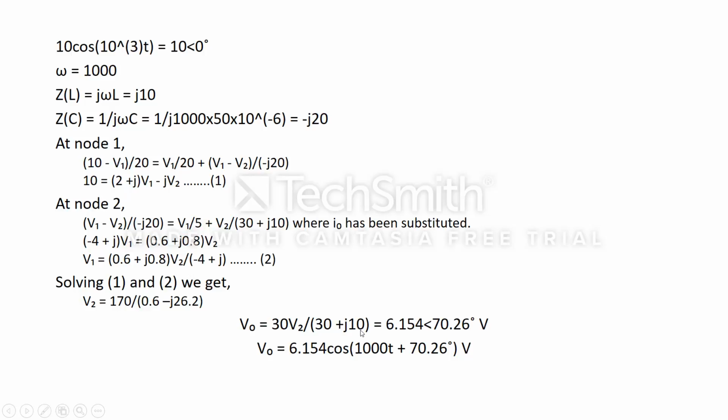plus j10, we get the potential drop across the resistor, which is equal to 6.154 at an angle of 70.26 degrees in phase. Don't forget the unit as usual, and converting it to the cosine form, we get 6.154 cosine of 1000t plus 70.26 degrees volts.